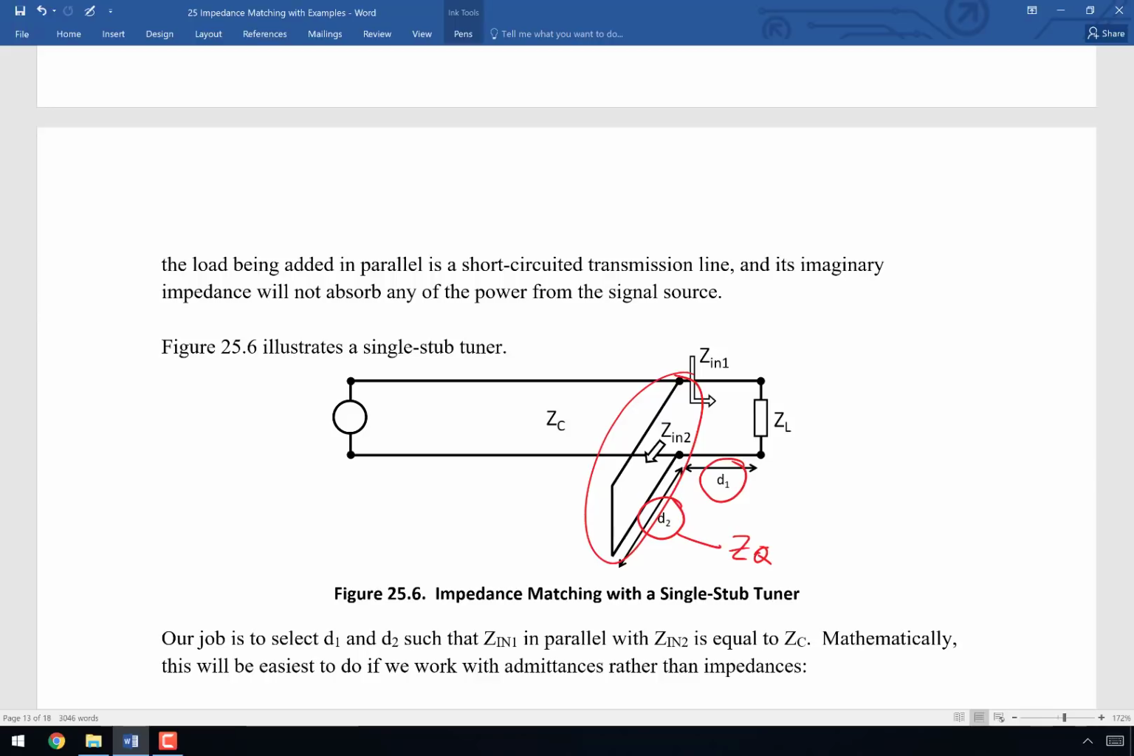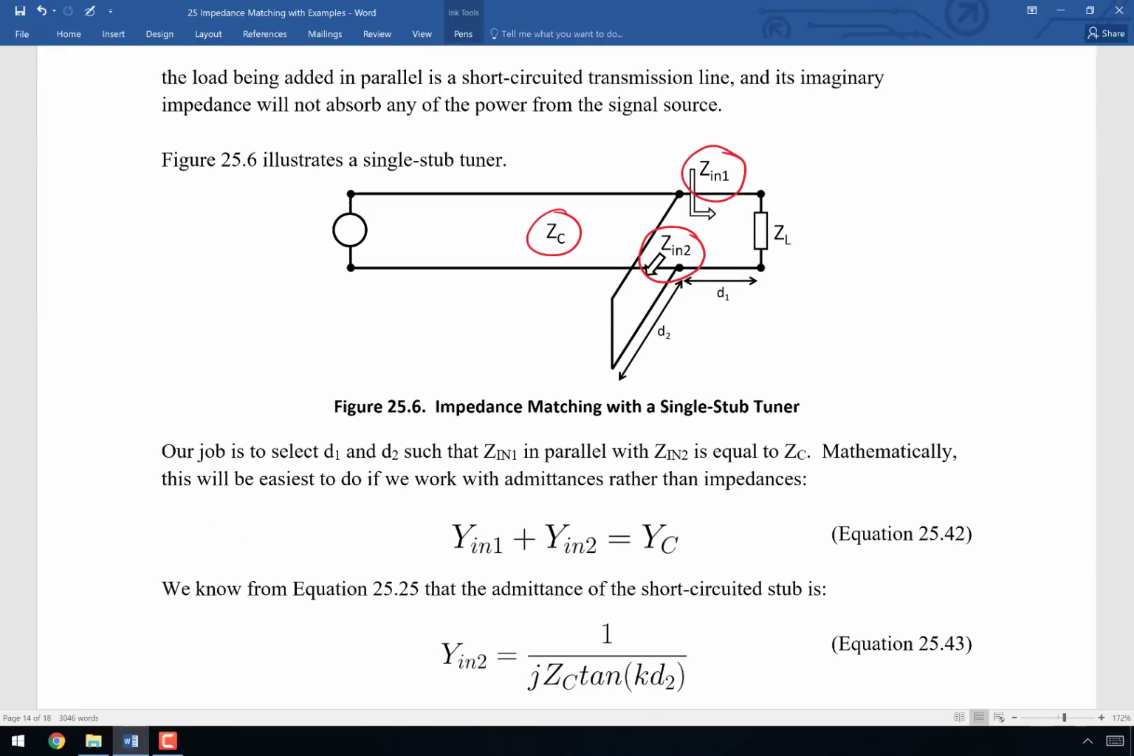Now we know that in essence we need to have the parallel combination of Zn1 with Zn2 equal to Z sub c, because that's going to be the impedance that's seen by the line. So we could say 1 over Zn1 plus 1 over Zn2 equals 1 over Z sub c. But I think that it's easier to work with admittances here. The math is going to get a little bit hot and heavy for the next couple of minutes, so let's leave it as admittances.